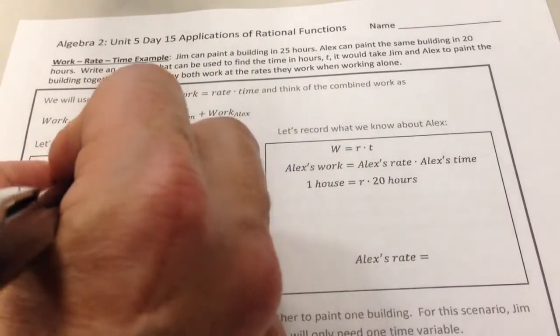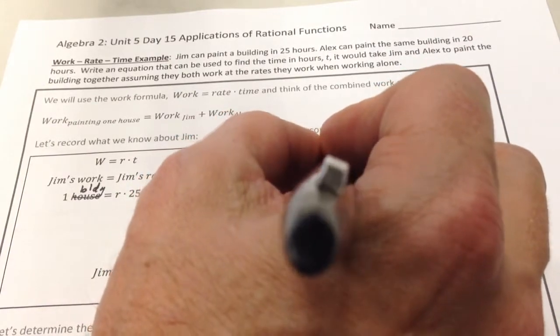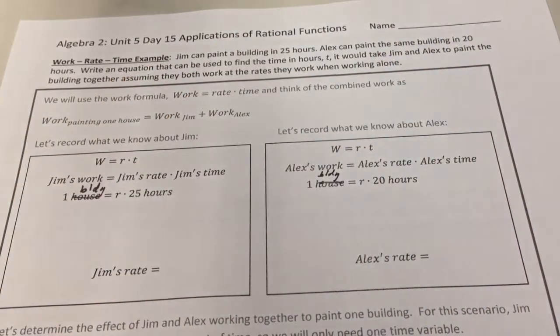So I'm going to just change it where it says house, I'm going to change it to building, just to be consistent. It doesn't really matter, except like I said, I'm going to use units, and I want to use B over H for buildings over hours. It'll just make more sense.